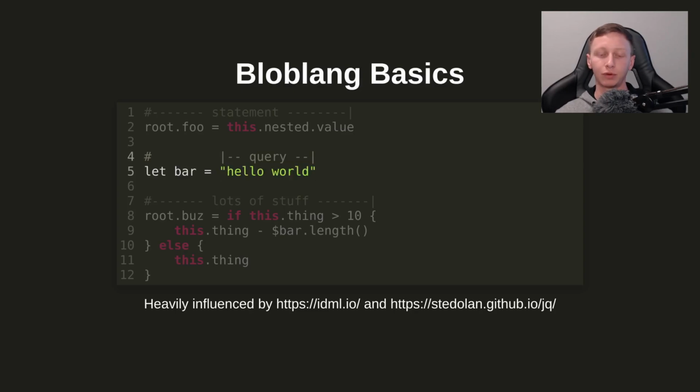We have support for literals of all the usual types, including objects and arrays. And we can do a load of other cool things, like we've got if and match expressions. You can do arithmetic, and most of Bloblang's mutations are done with methods. So it looks very similar to JavaScript in a lot of ways.